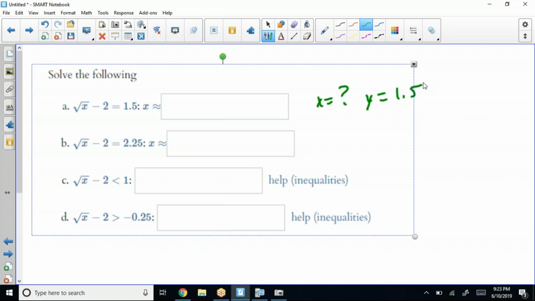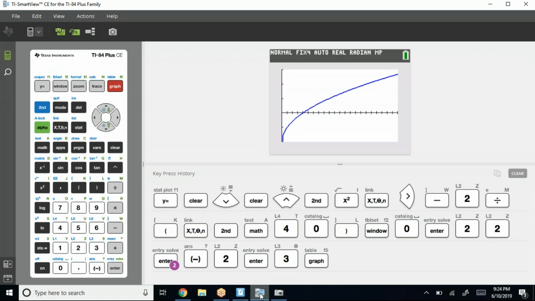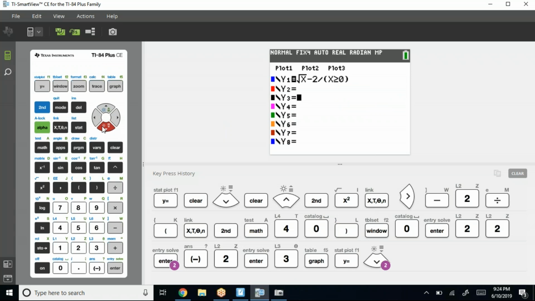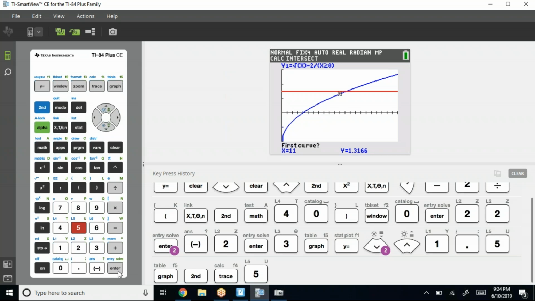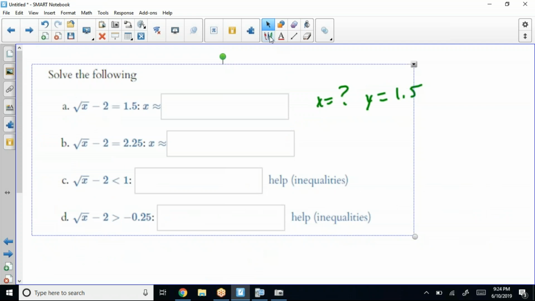So what we're going to do is, on our calculators, pretty easy, go to y2 and type in 1.5, and then just hit graph. And then we want that intersection right there. So second trace, number 5, and it's right there at it. So enter, enter, enter, and it's at 12.25. So when x is 12.25, the output's equal to 1.5.